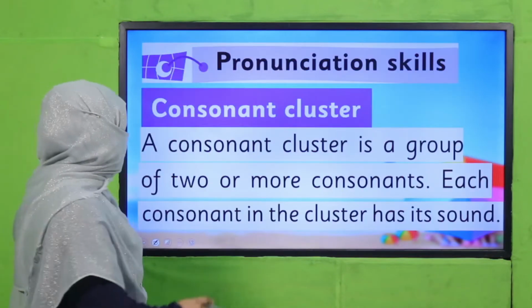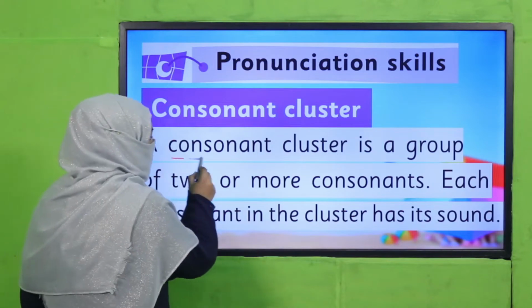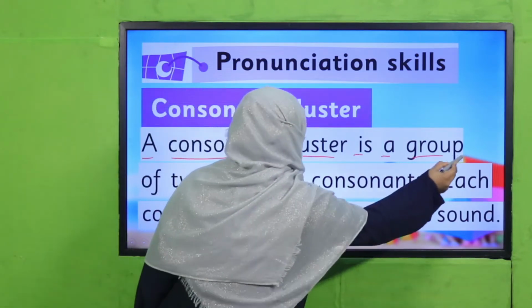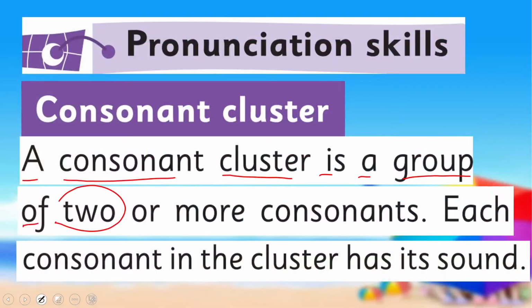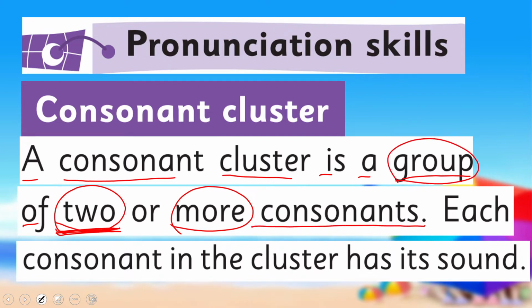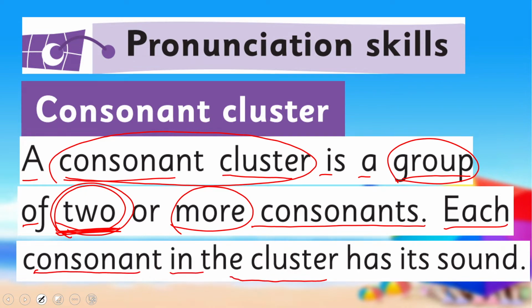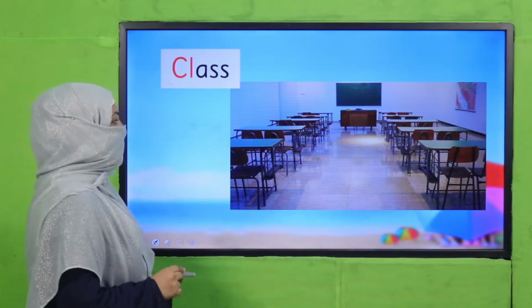First, see what your book says about it. A consonant cluster is a group of two or more. It can be more, but our focus is on two right now, okay? Two consonants. When a group of two consonants come together, it is called a consonant cluster. Now, each consonant in the cluster has its sound. Look at the example.